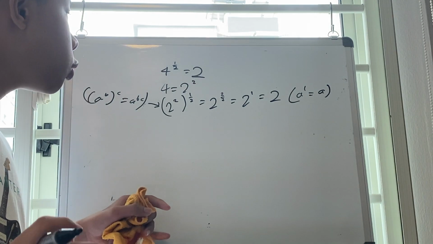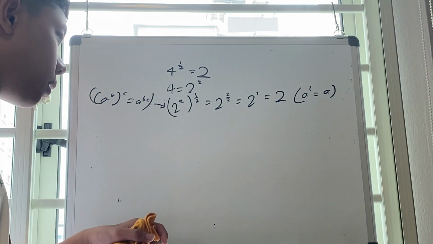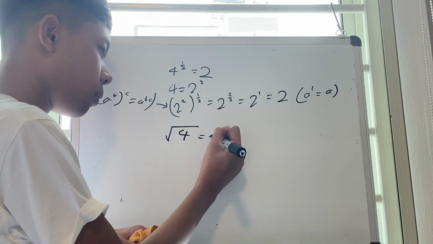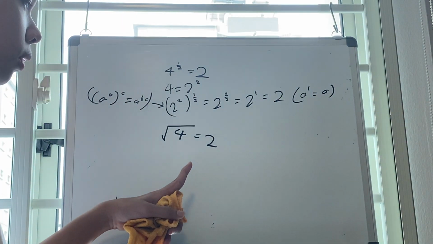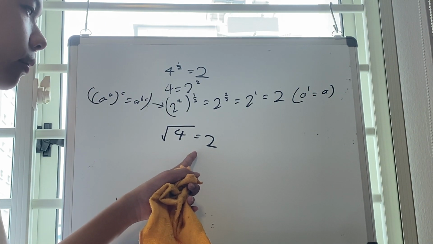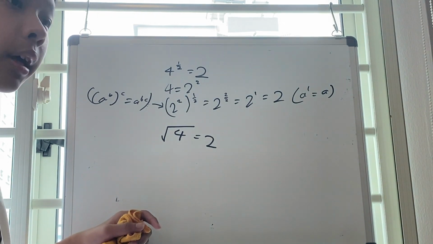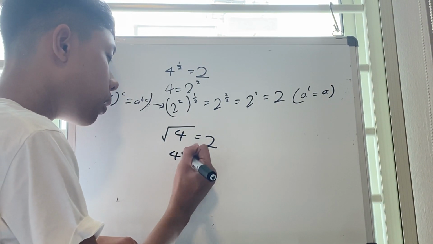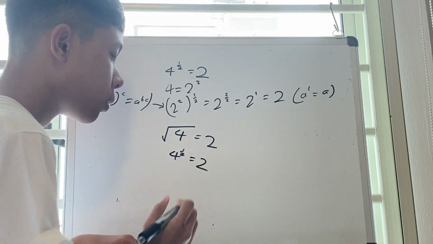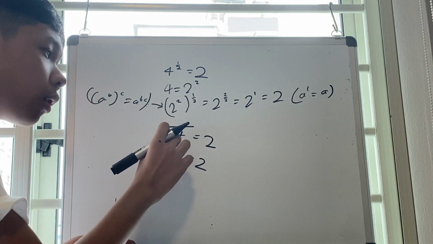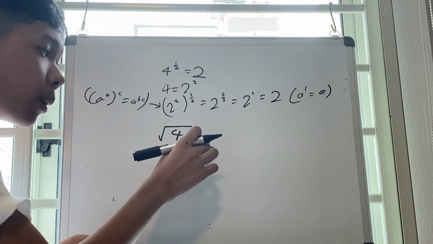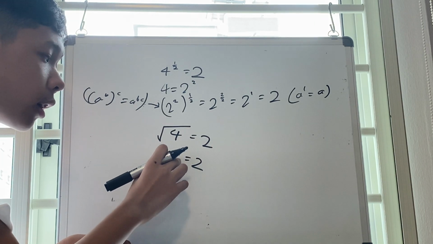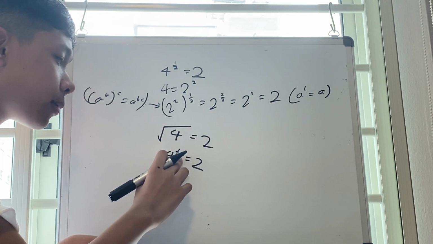Now, you've probably already seen something like this. The square root of 4 equals 2. If we write it in indices, we get 4 power half equals 2. Because what you're finding is what times what equals this. And that's why you're dividing by 2. You're dividing the exponent by 2.